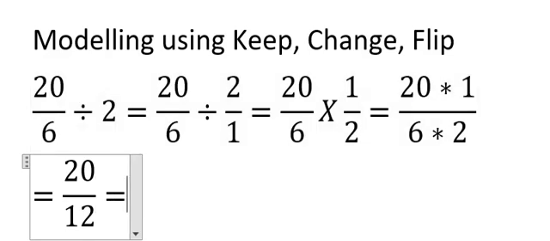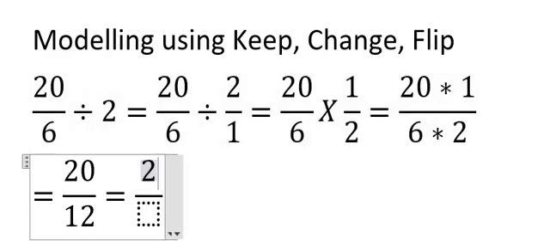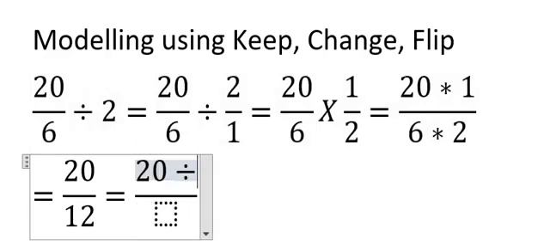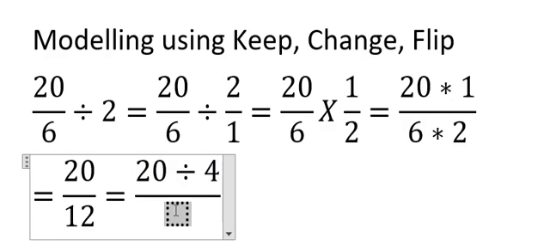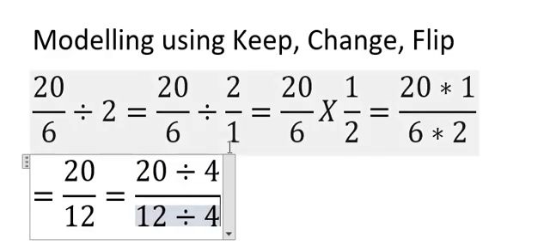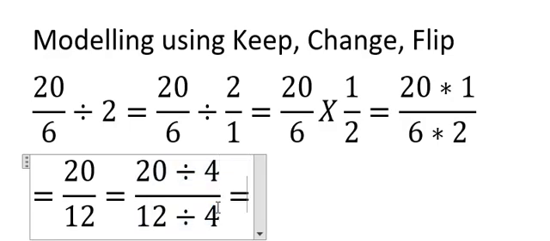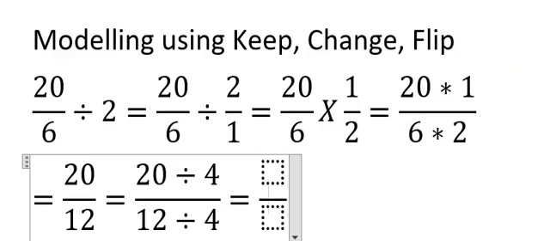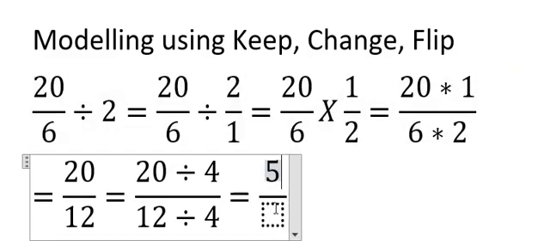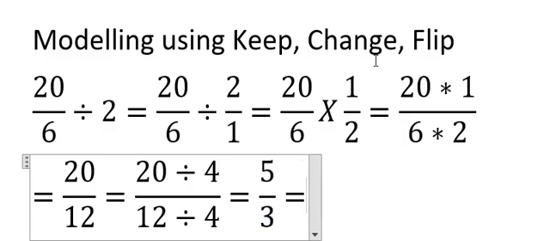I mean, it doesn't hurt if you start with a smaller number and have to keep on going. So if I go 20 divided by 4 and 12 divided by 4, well, that's going to equal 20 divided by 4 is 5, and 12 divided by 4 is 3. And then if you want to take it one step further, you can make it into a mixed number.